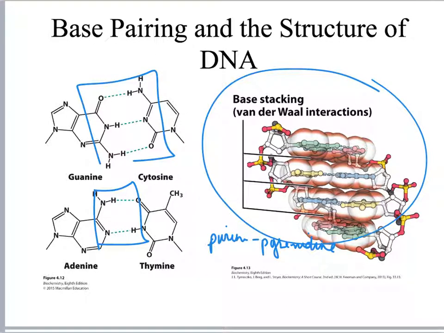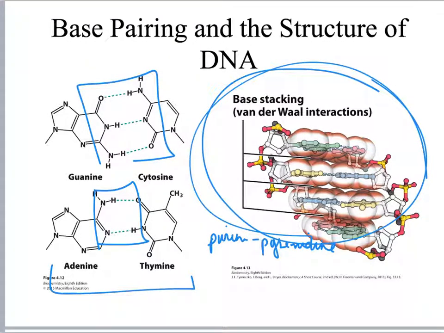The bases are also hydrophobic in nature, and so that's going to help them stay within the interior of that helical structure. So hydrogen bonding helps pair the bases, and then van der Waals interactions help stabilize them within that helical structure.